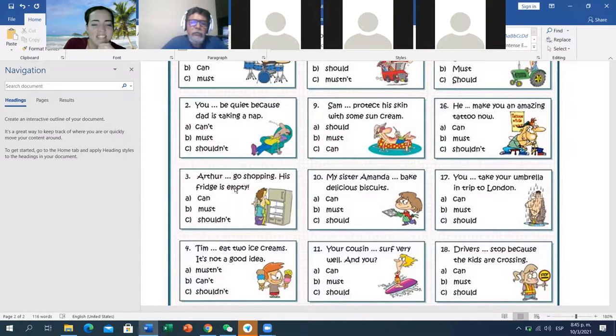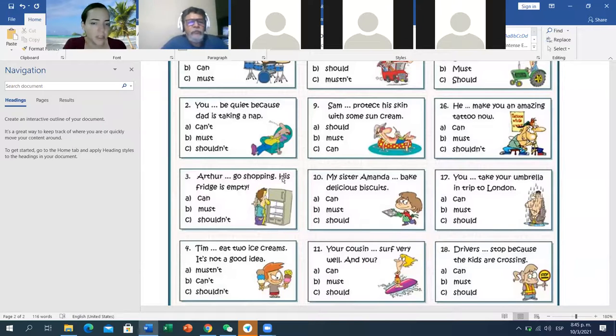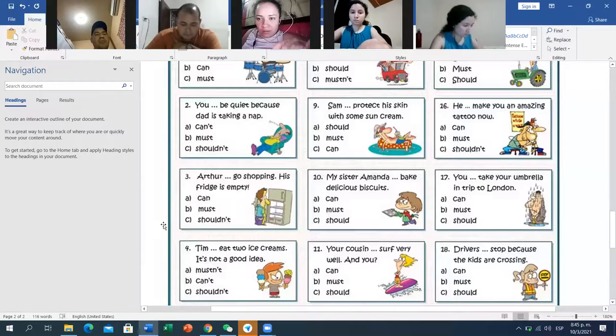Excellent. Porque Arthur can go shopping, pero luego continúa. His fridge is empty. Por lo tanto, el contexto nos dice, si está vacía, tiene que ir. Sí o sí, si no se muere de hambre, right? Okay, so he must go. Okay, excellent. Very good. Now, Roberto Quijano, number four.